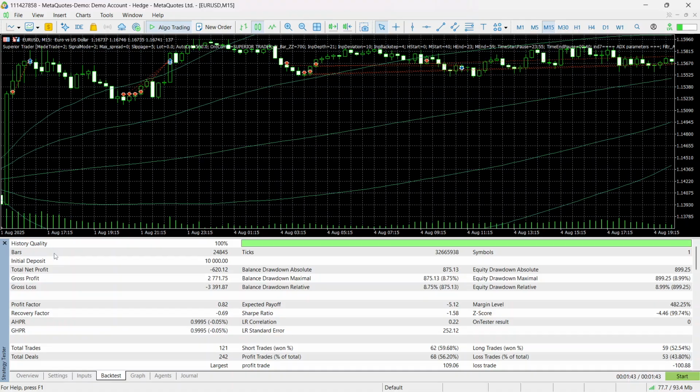We have our backtest. We have a net loss after running it of $620. Profit factor 0.82, below 1. Recovery factor in the negatives. Truly disappointing. We also had other negative stats, like our Sharpe ratio. Balance drawdown of 8.75%. Equity drawdown of 8.99%.